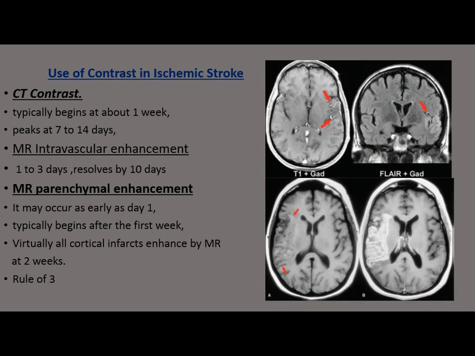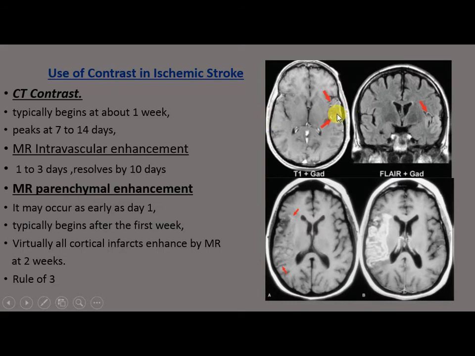Use of contrast in ischemic stroke. We have CT and MR contrast in the stroke. In CT, it typically begins at about 1 week. The peak is at 7 to 14 days. This is in CT. While in MR, we have intravascular enhancement and parenchymal enhancement. Intravascular enhancement is seen from day 1 to day 3 and resolved by 10 days.